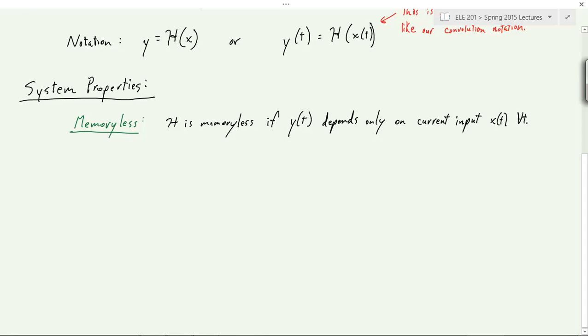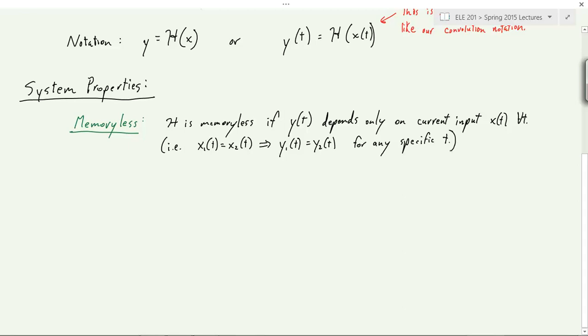Okay. So more precisely, we can say that the requirement for memorylessness is that if x1 of t and x2 of t, two different signals, are equal at a given point in time, then the outputs that they would both cause are also equal. And this is for any specific t.